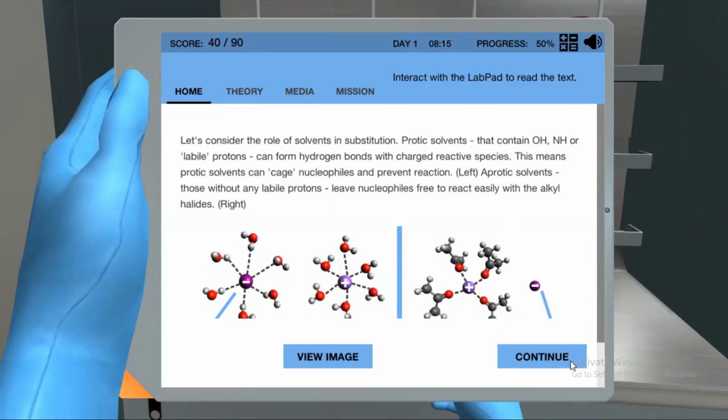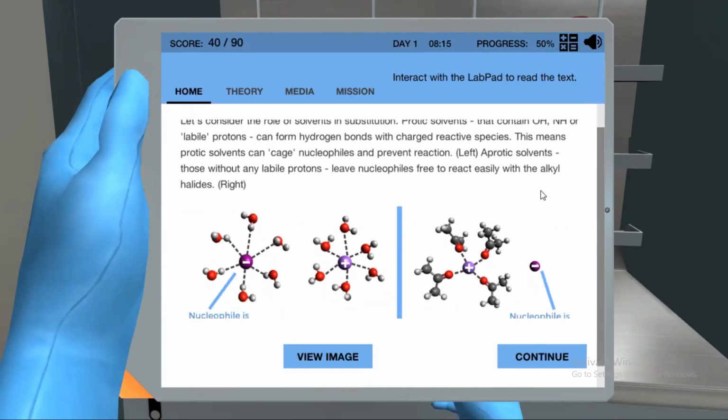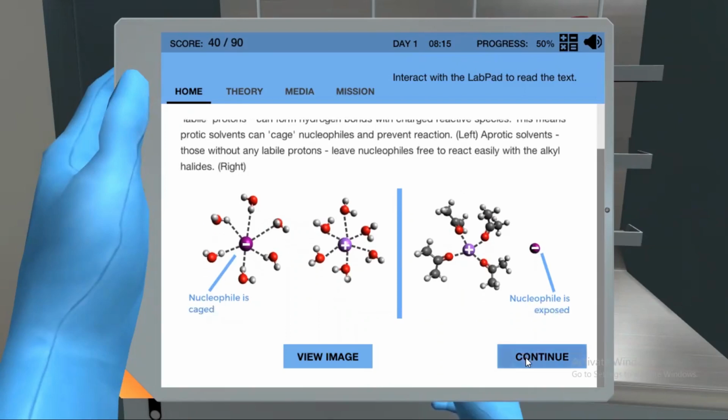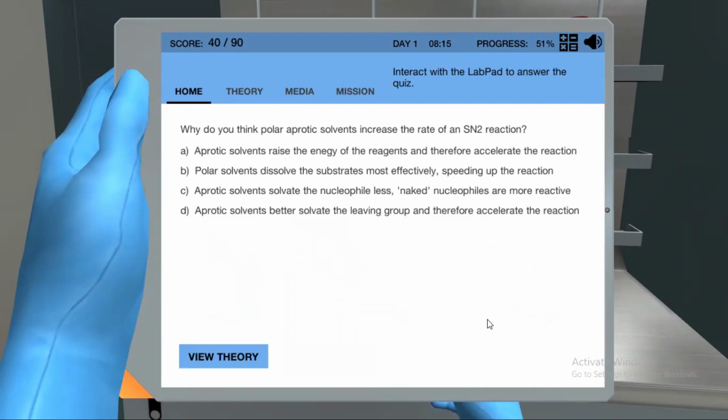Protic solvents that contain OH, NH, or labile protons can form hydrogen bonds with charged reactive species. This means protic solvents can cage nucleophiles and prevent reaction. Aprotic solvents, those without any labile protons, leave nucleophiles free to react easily with the alkyl halides. Why do you think polar aprotic solvents increase the rate of an SN2 reaction?